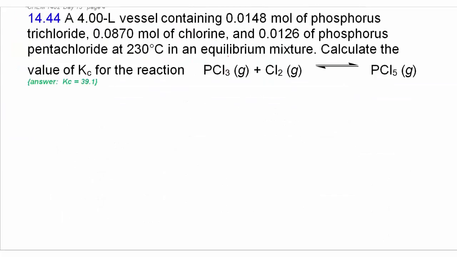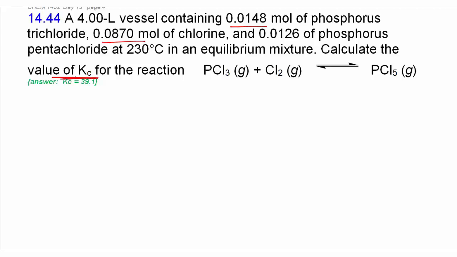Okay, a 4-liter vessel containing 0.0148 moles of phosphorus trichloride, 0.87 moles of chlorine, and 0.0126 of phosphorus pentachloride at 230 degrees Celsius is in an equilibrium mixture. Calculate the value of Kc for the reaction. Okay. Is this an ICE problem? Are they asking for the equilibrium composition? No. They are asking for a value for Kc.